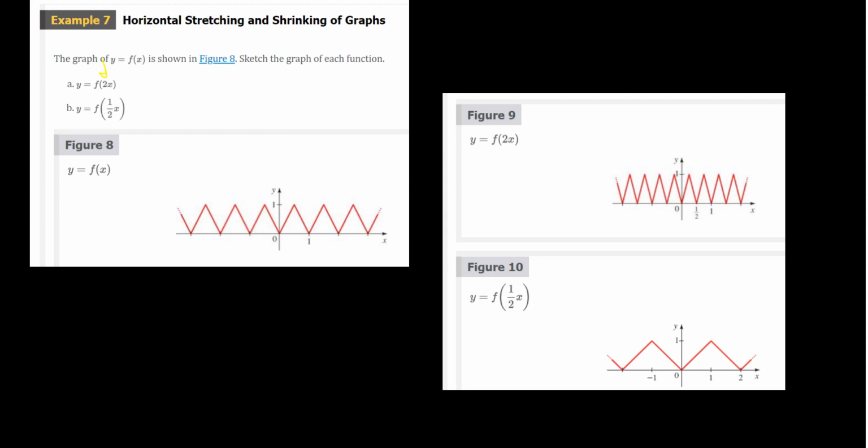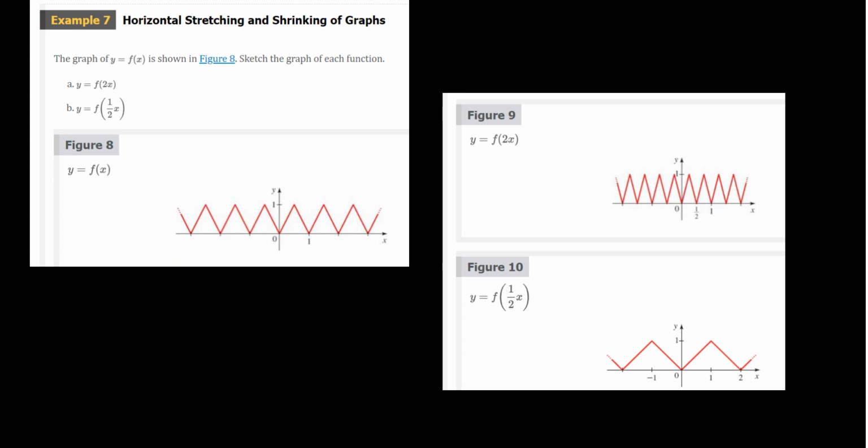So what we're going to be doing is taking that parent function and horizontally squishing it, or shrinking it. So this graph is taking the parent function and just clapping it together. Next up, b, y equals f of 1/2 x. That means we're taking this function and doing the opposite of clapping. Instead of clapping it together, we're stretching it out, and you see how we stretch it out there.